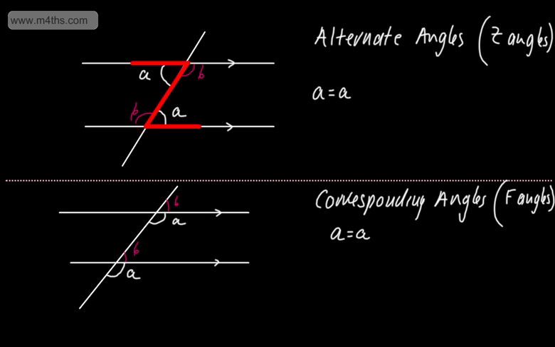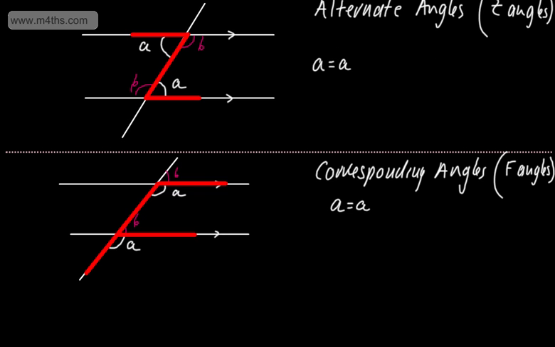If you're unsure on the whole idea of why they're called F angles, let's put that there. If we just draw a cross, then it looks like the letter F. So those are corresponding angles.